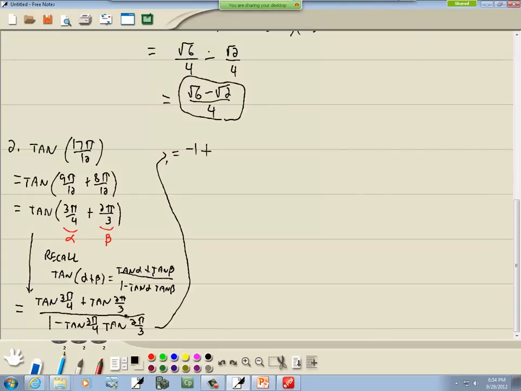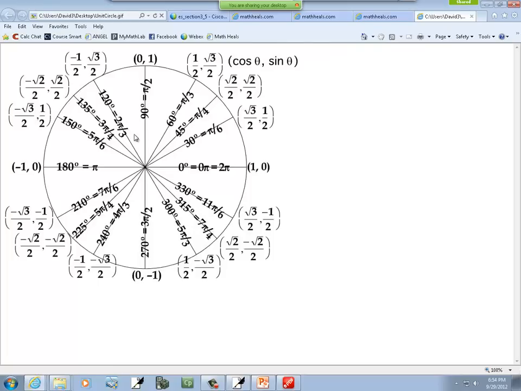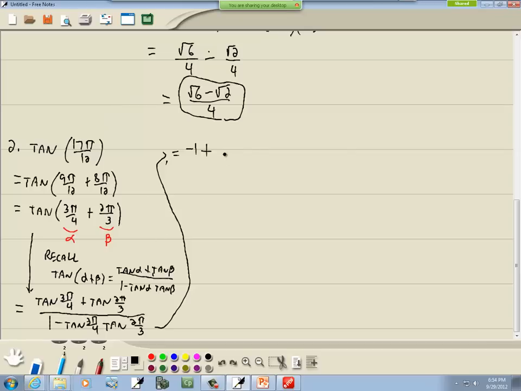Plus tangent 2 pi over 3. Here's 2 pi over 3. Tangent is y over x, and the 2's would cancel away since they're the same. So I'd have square root of 3 over negative 1, or negative square root of 3. Then down here I'm going to have tangent 3 pi over 4 again, which is negative 1, times negative square root of 3. So we got minus 1 minus square root of 3 over 1 minus square root of 3. Negative is positive, times another negative is negative.